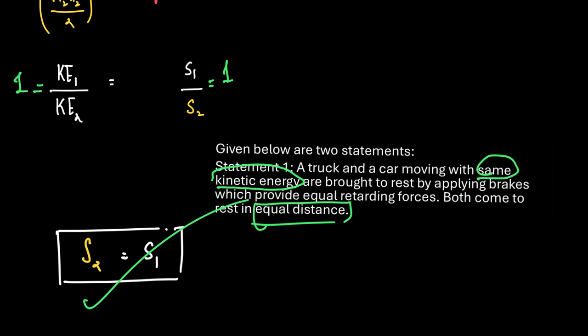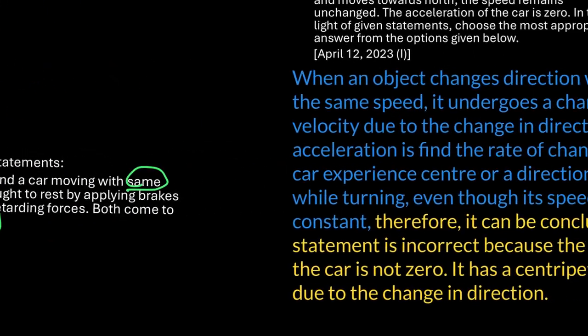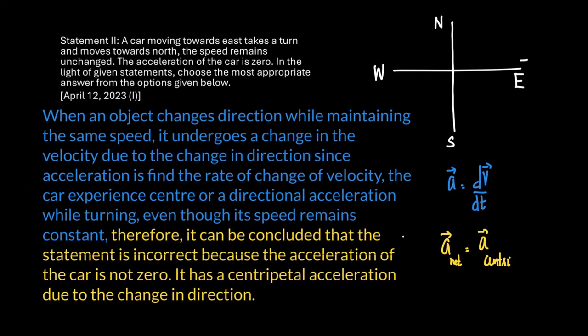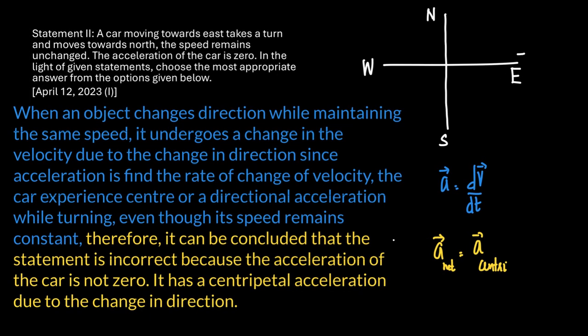Okay, so that's statement number 1. Now let's see what happens in statement number 2, a kind of tricky statement, I would say. Statement 2: a car moving towards the east makes a turn. Let us try to visualize this. So a car is moving towards the east, and it takes a turn and moves towards the north.